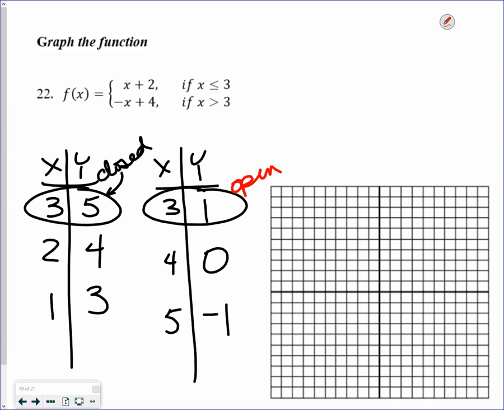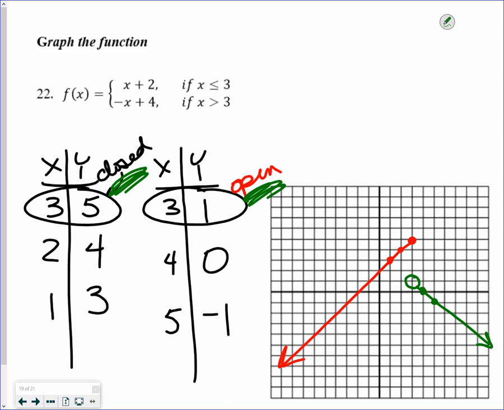So now I'm able to graph, and I'm going to do different colors for both of these. I have the point 3, 5, and it's closed. I have the points 2, 4 and 1, 3, and I draw my arrow. The second one, I have the point 3, 1, open, then 4, 0 and 5, negative 1, and again, I draw my arrow. You're always drawing your arrow away from the first value. So it's like a ray going away from that first point.